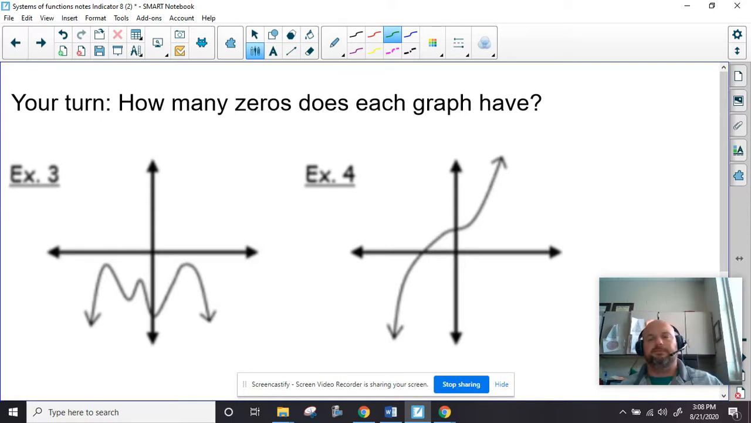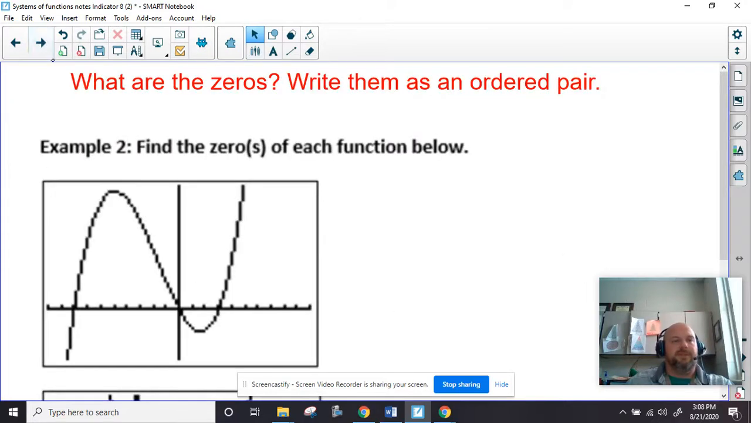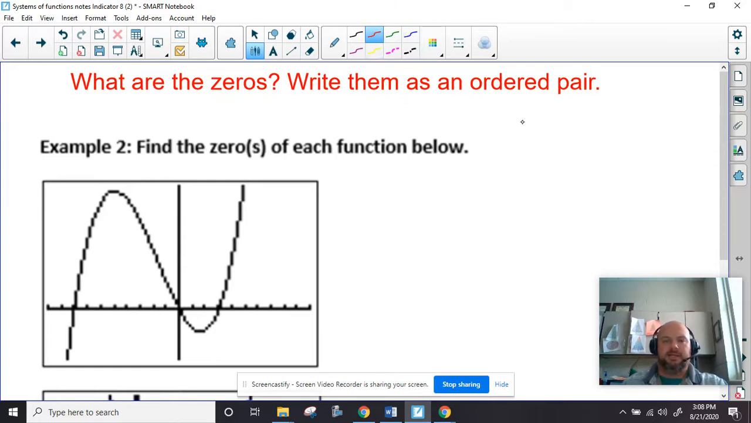You have a your turn, and I'm going to let you do the your turn. Hopefully, if you do need help, let me know. We can hopefully clear this up. All right. What are the zeros? We're going to write them as an ordered pair. This is more like the homework and what the test is going to be like. And you have a test coming up soon.